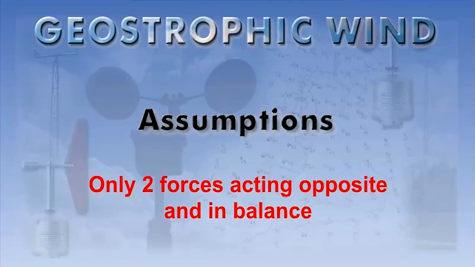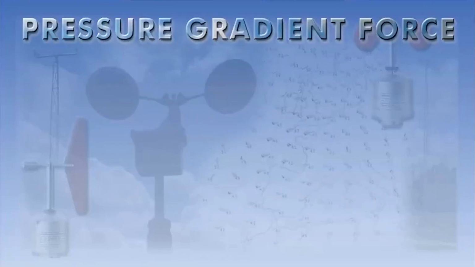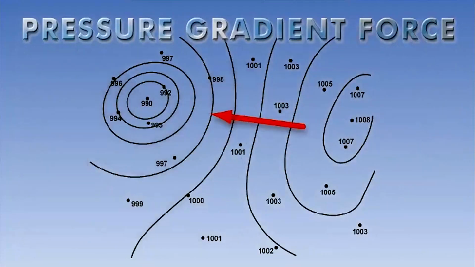The first of these is the pressure gradient force or PGF. Looking at the diagram, we can see this is the force that acts from a high to a low pressure. How can we judge the strength of this force from a chart? Just like contours on a map showing us terrain gradient, isobars tell us the pressure gradient.